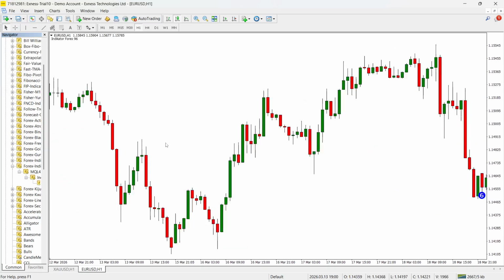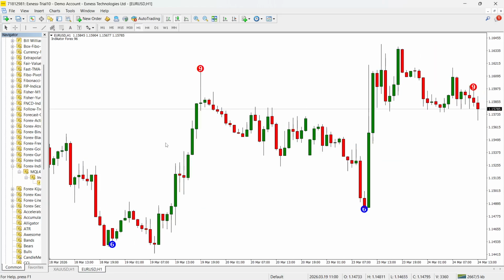Okay, so there we have it. As you can see, the Forex Indicators 9-6 system plots distinctive circular markers directly on the main price chart, with each marker displaying either a 6, as you can see over here, or a 9, as you can see upwards, and colored to match the signal direction.